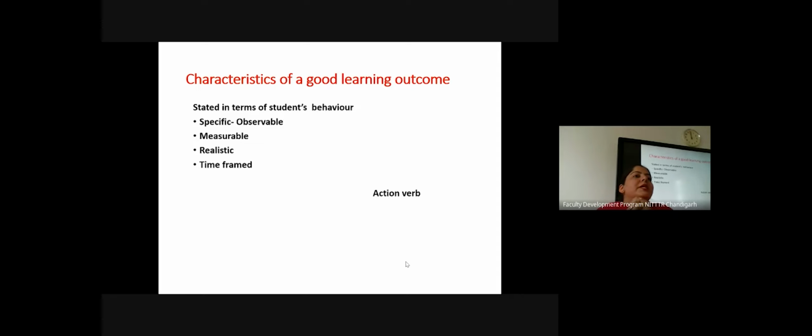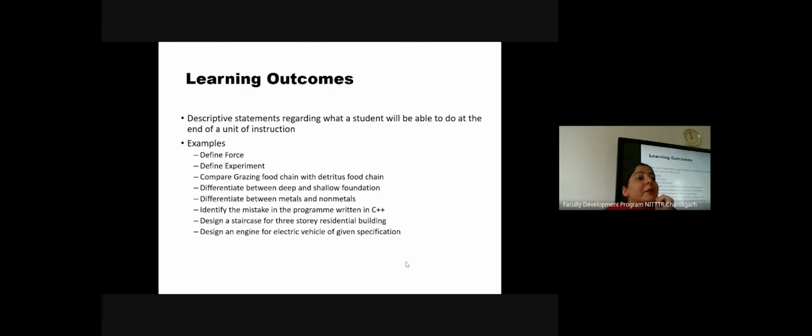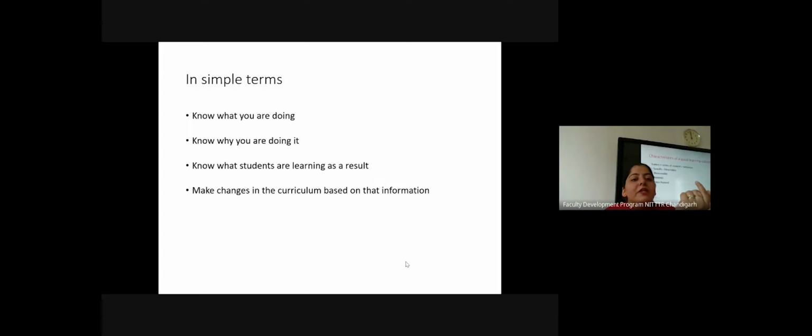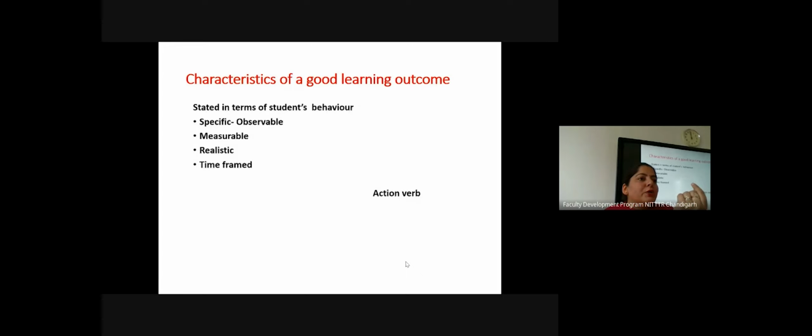Those must be specific. In the last slide, I said these are descriptive statements, but not generalized statements. It is always a specific thing that we are going to ask or assess in terms of student performance. So these are always the specific intended learning outcomes that we are going to define. It must be observable. When I say observable, it means as a teacher, I must be able to observe the change in behavior of the student.